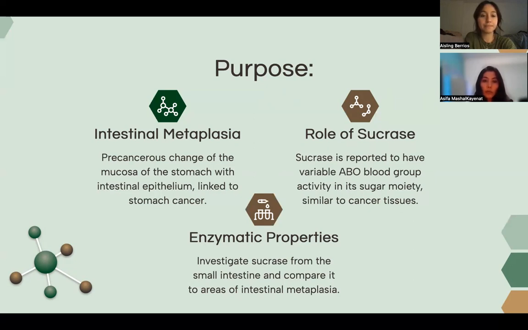Blood group activity refers to the ability of sucrase to exhibit specific interactions with blood group substances, which are molecules present in our tissues that carry ABO blood group antigens. These ABO blood group antigens have specific sugar chains that determine a person's blood type. The study specifically compared sucrase in areas of intestinal metaplasia with that in normal small intestine, with a particular interest in its ABO blood group activity in sucrase from areas of intestinal metaplasia.